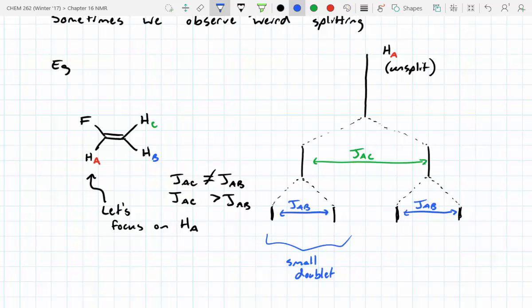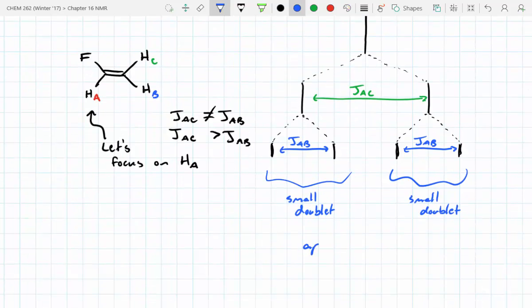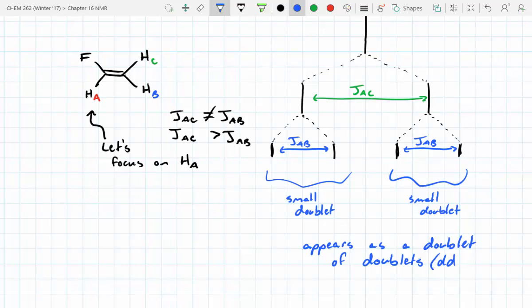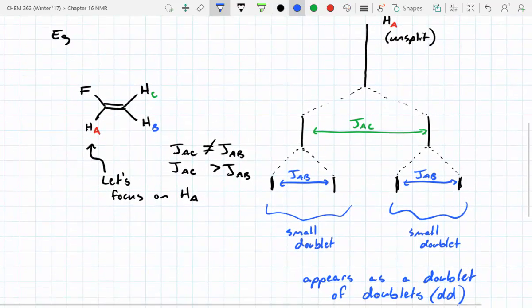The reality is when you have peaks on NMRs, they normally have smooth curves, not these sharp individual peaks. And so you've got a small doublet here and a small doublet over here. So if we look at this peak, instead of showing up as a triplet, it'll actually appear as a doublet of doublets. It's very weird to think about it that way. And people oftentimes abbreviate these as DD for doublet of doublets.